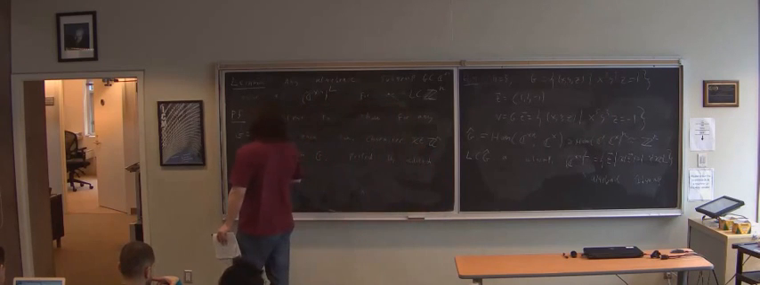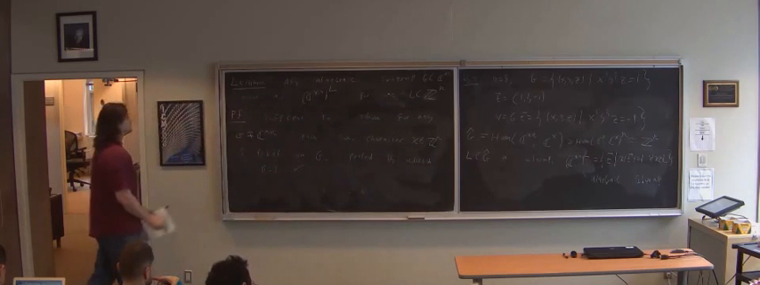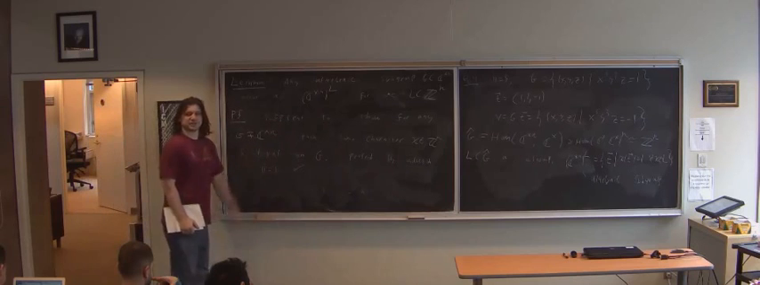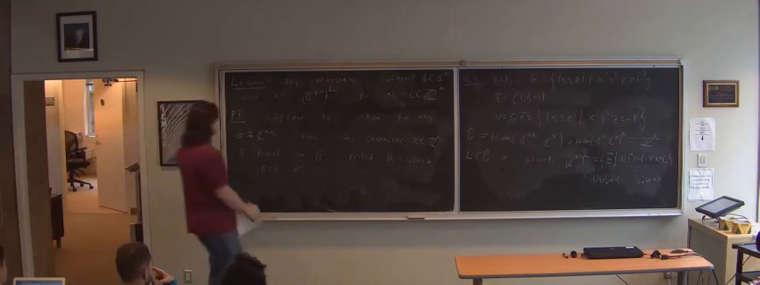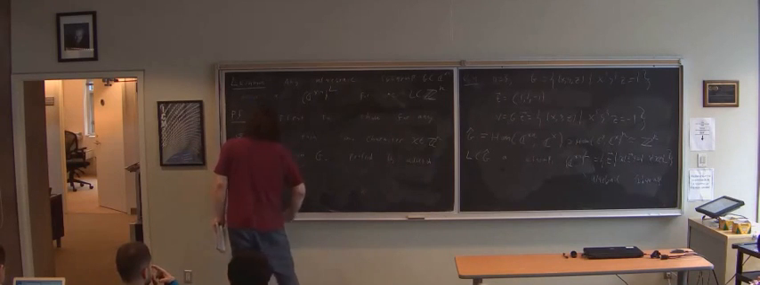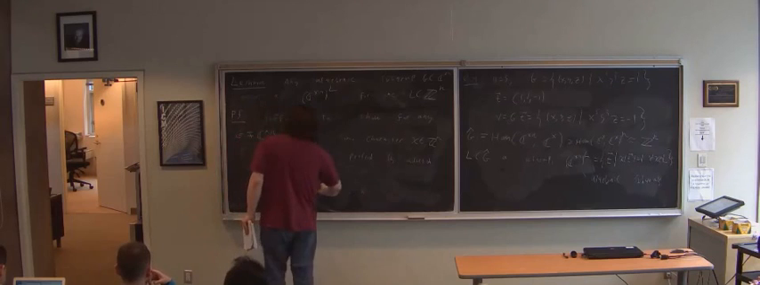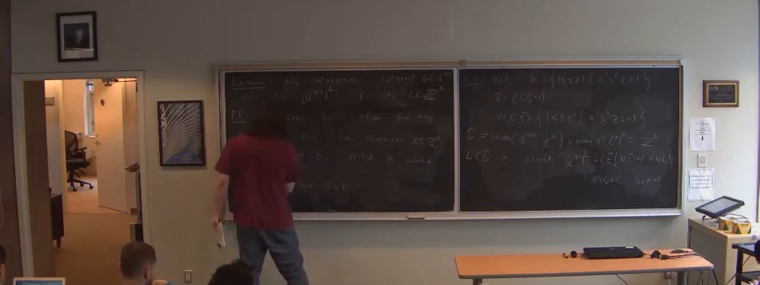So n equals 1 is really easy. If you have some finite subgroup of C star, they're all of some order, and some power of them is trivial. So let's assume that it's true for n, and do the case of n plus 1.